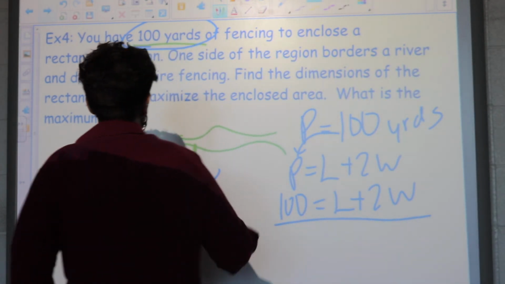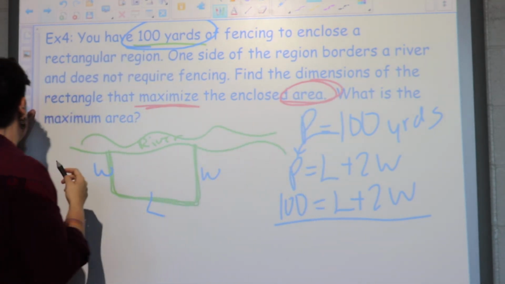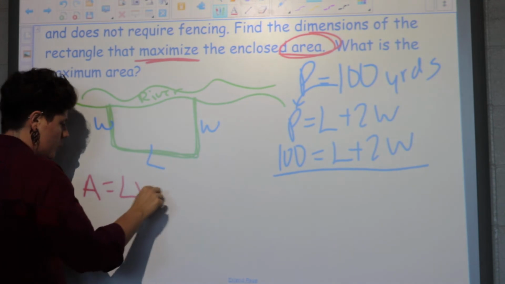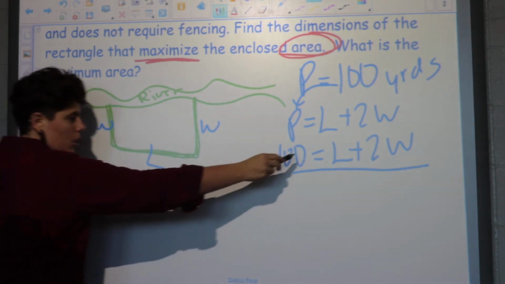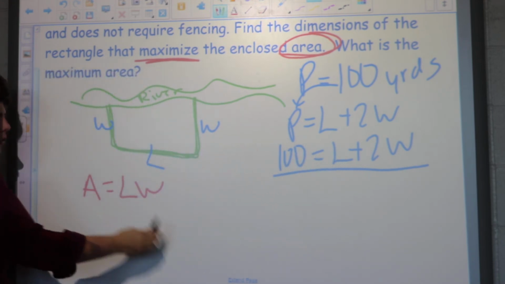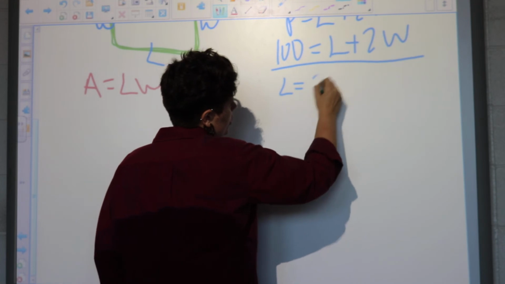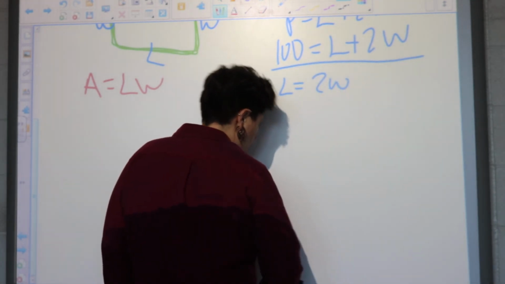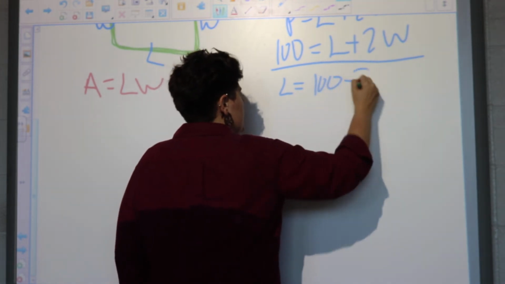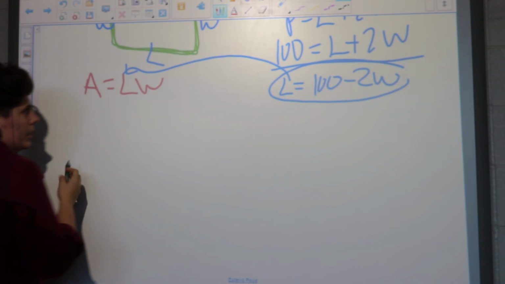Again, it's asking me for the maximum area. So my area formula is still length times width. I can solve my perimeter formula for L because it's the easiest one, and then plug right on in. So L equals 100 minus 2W, I apologize for that. Which means now I can go ahead and substitute into my equation.